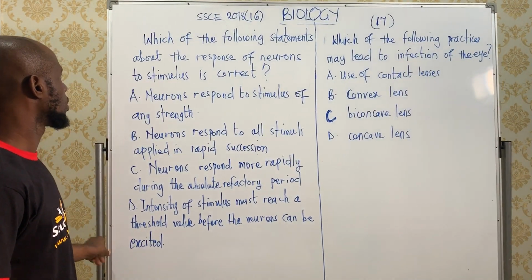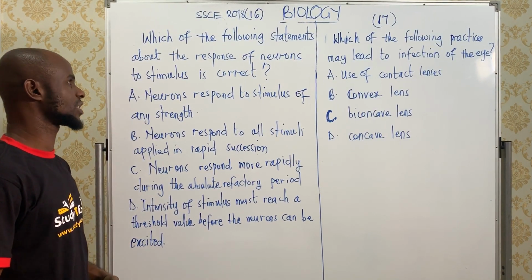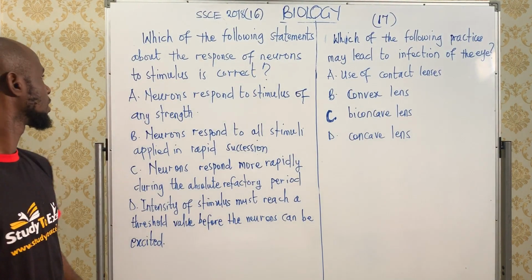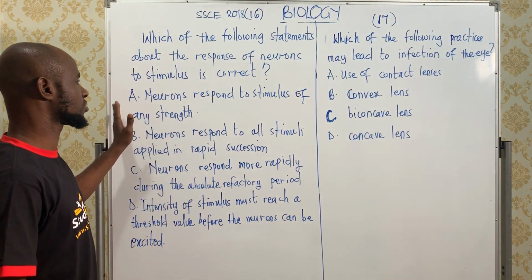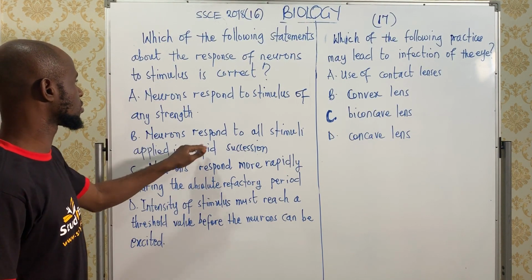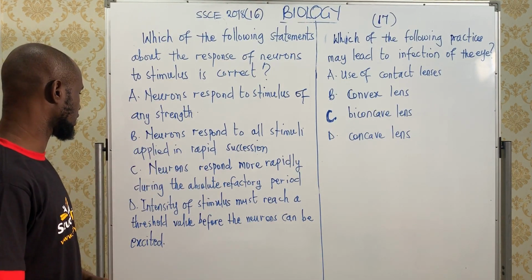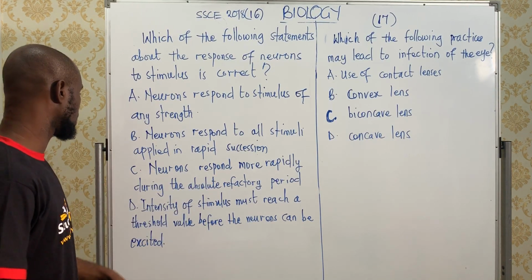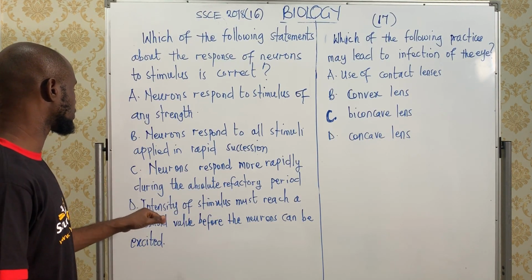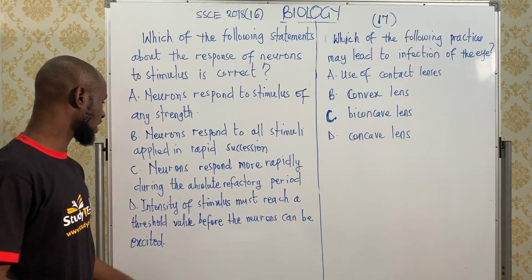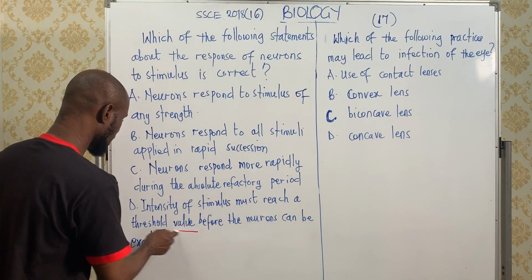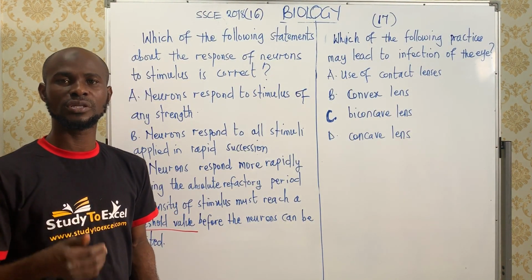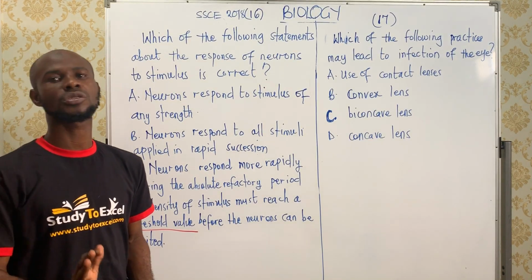Question 16. Which of the following statements about the response of neurons to stimulus is correct? This is a very nice question. Neurons respond to stimulus of any strength. Neurons respond to all stimuli applied in rapid succession. Neurons respond more rapidly during the absolute refractory period. Intensity of stimulus must reach a threshold value before the neurons can be excited. The threshold value is very important. It's that value at which that particular neuron starts to perform work. And that is what is called the threshold value.